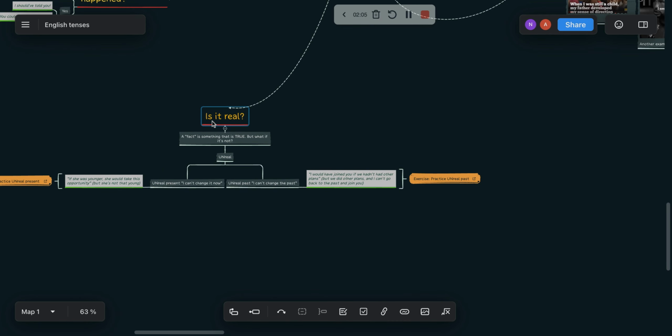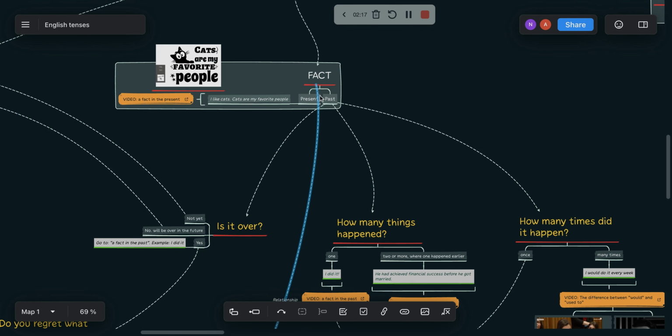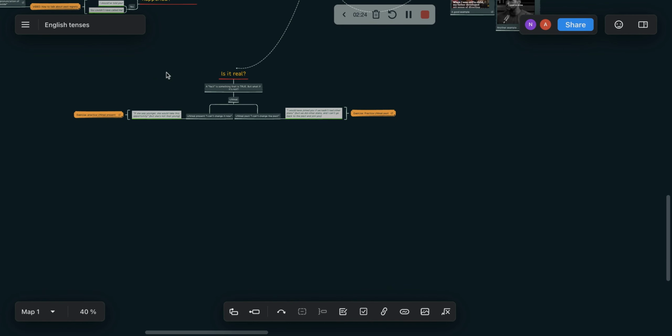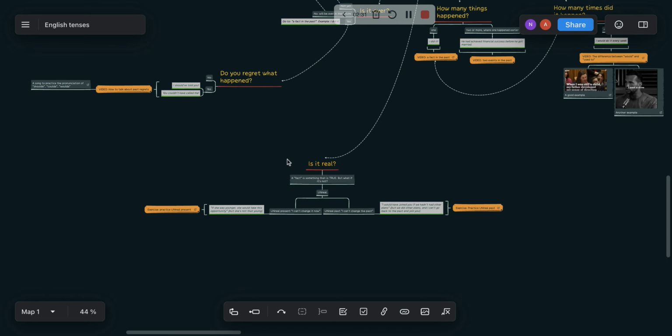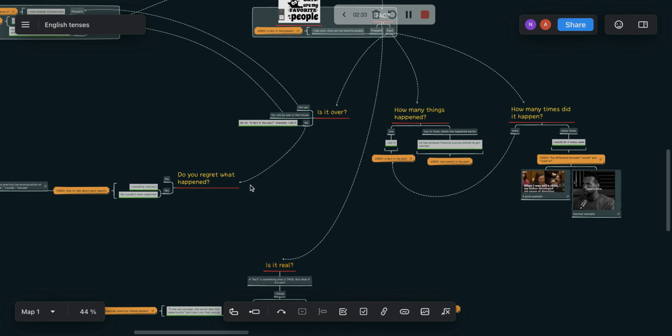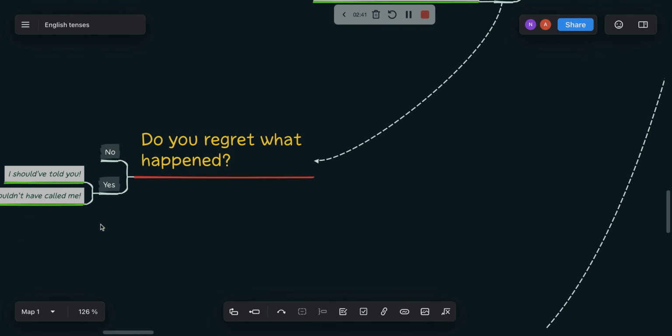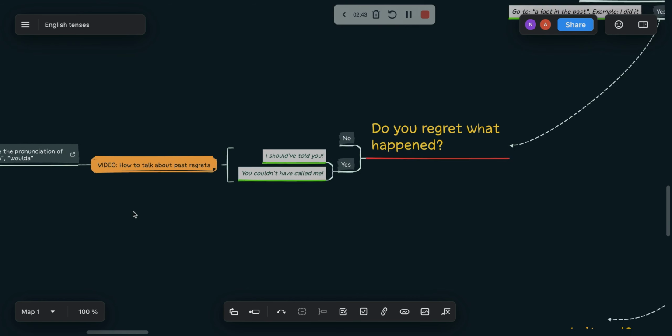Sometimes we think that it's real or we want it to be real. A fact is something that is true, but sometimes we wish it were true. And this is where we need to use the conditionals. I did my best to explain the conditionals in this part of the map. If it's a fact in the past and it's over, you might want to ask one more question. Is it over? Yes. Do you regret what happened? And if you do, here's some additional information for you.